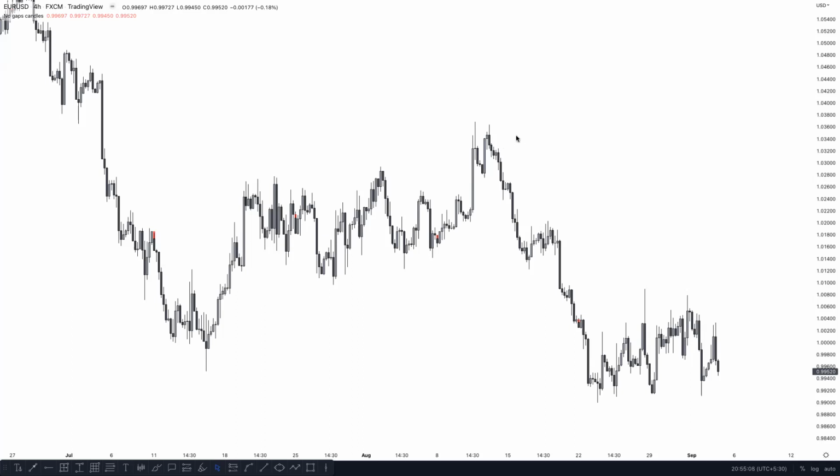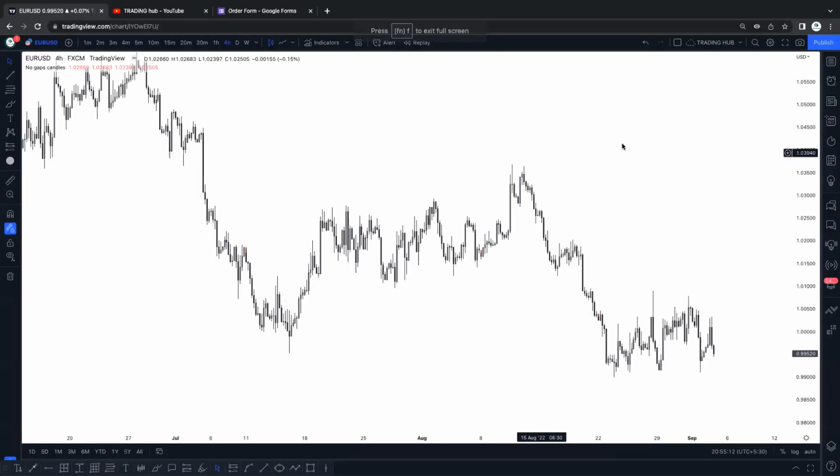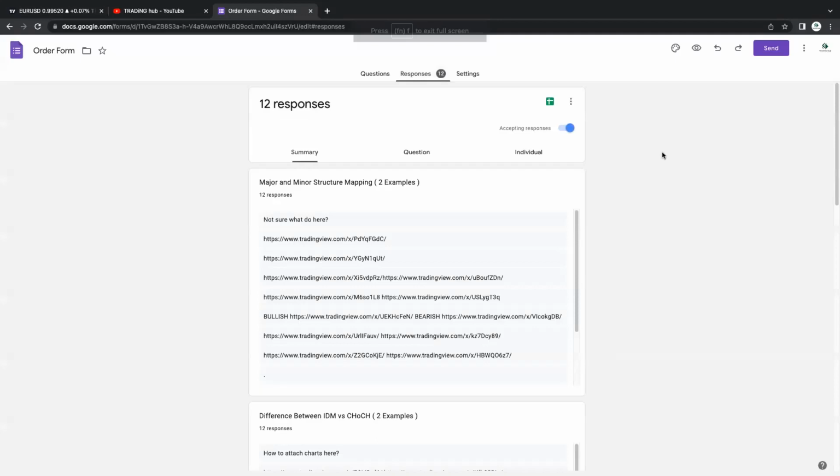All right. So first of all, I will start with some homework. The first question was minor and major structure mapping. Provide two examples. In this question, you have to mark the external major structure and the internal minor structure. Right. Let's see.